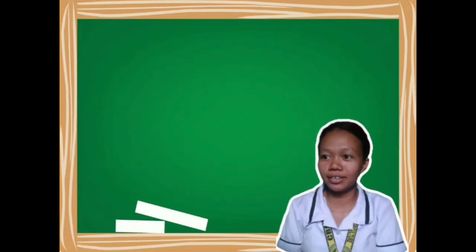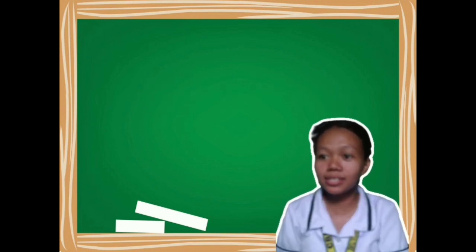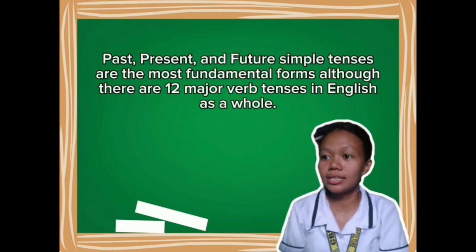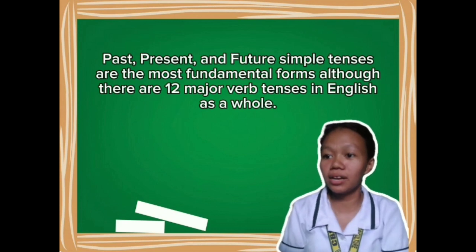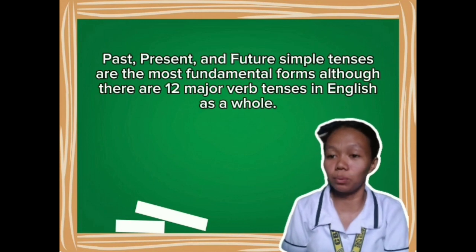Our topic for today is about the 12 tenses of verbs. The first, present, and the future simple tenses are the most fundamental forms. Although there are 12 major verb tenses in English as a whole.